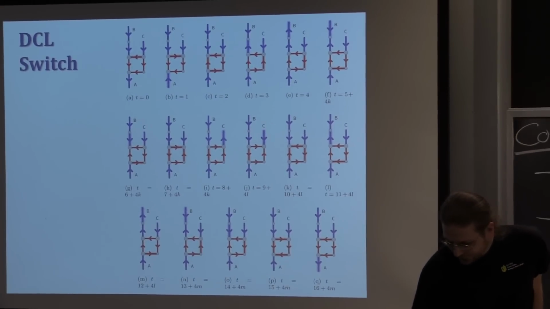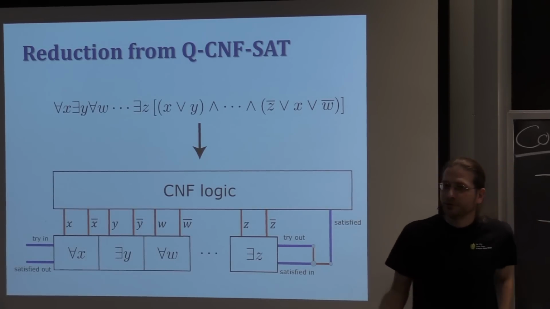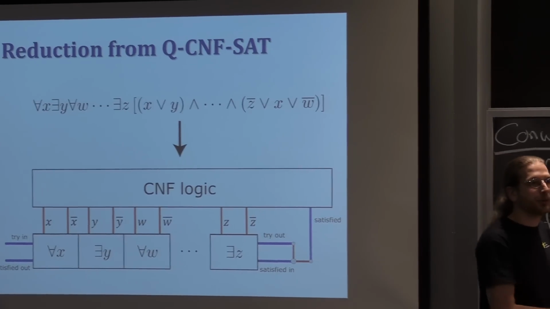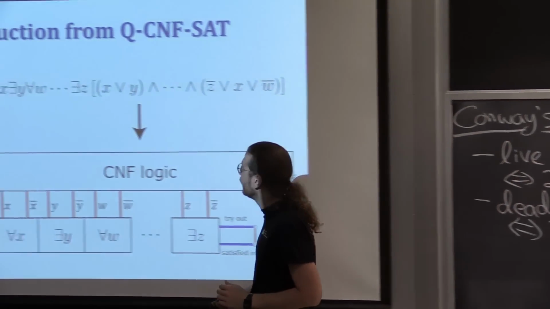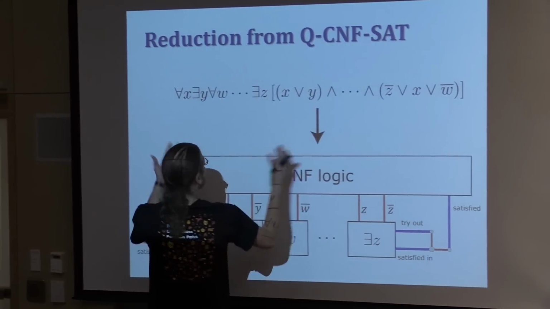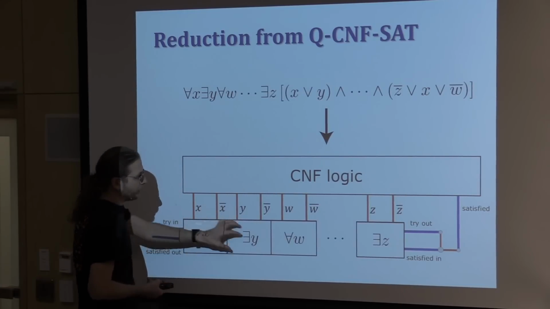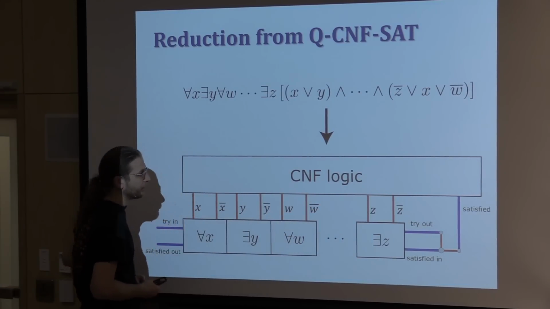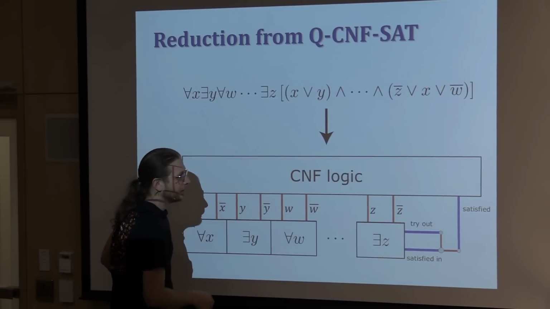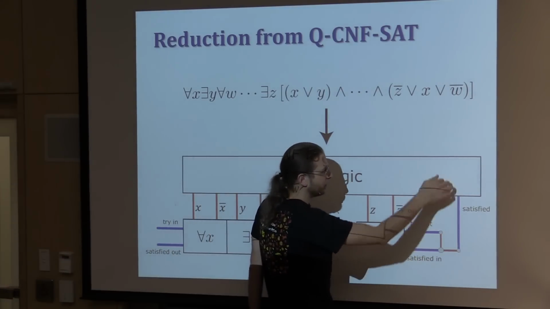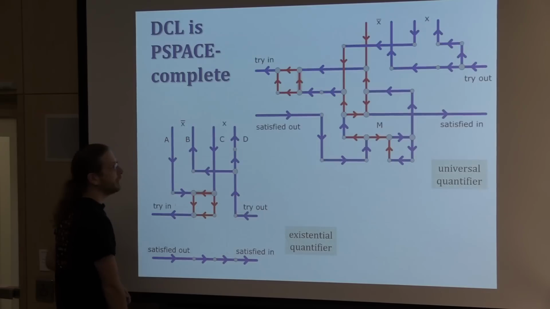Okay, so now we want to prove PSPACE completeness of this model. The decision question is, again, does a particular edge ever get reversed? And so we're going to reduce in the same usual way from quantified CNF SAT. We have our blocks, which represent quantifiers. They're going to produce variable settings. We're going to have some CNF logic. And then in the end, this is actually not quite accurate. We're going to get some satisfied signal, which gets piped into these guys.